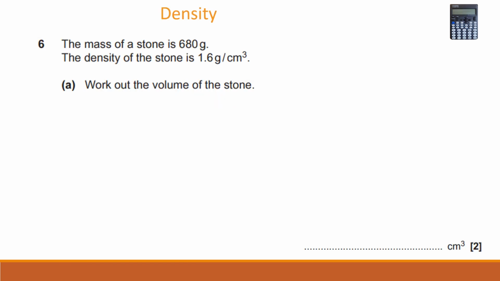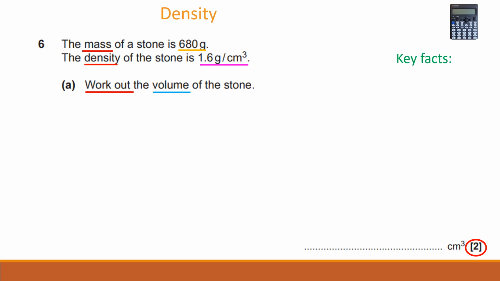This is a question on density. The keywords in the question are the mass of the stone is 680 grams. The density of the same object is 1.6 grams per centimetre cubed. And you've got to work out the volume of the stone, and this is going to be worth 2 marks. The units for the answer have been given in the question, so you don't need to worry about any units.